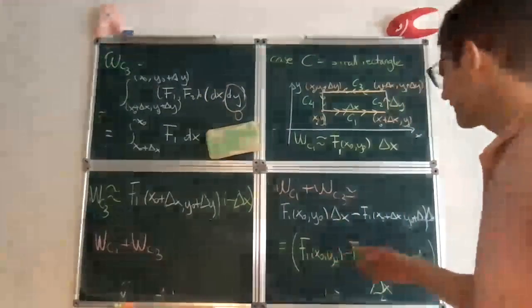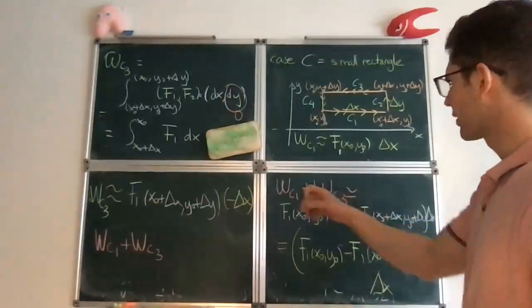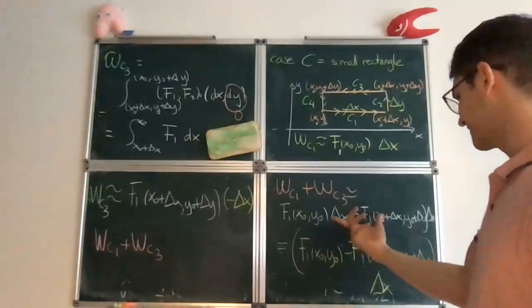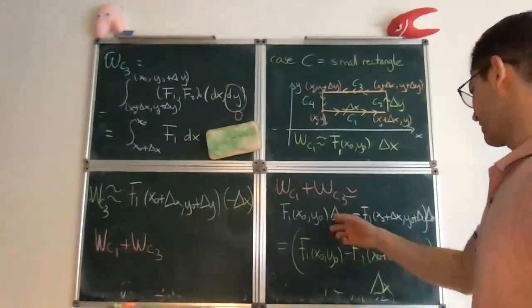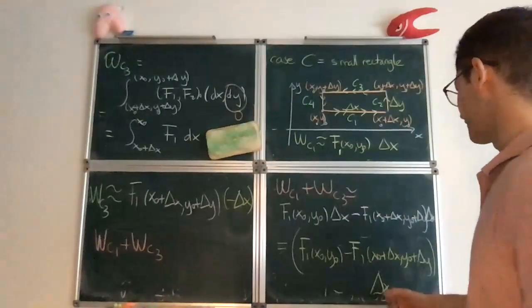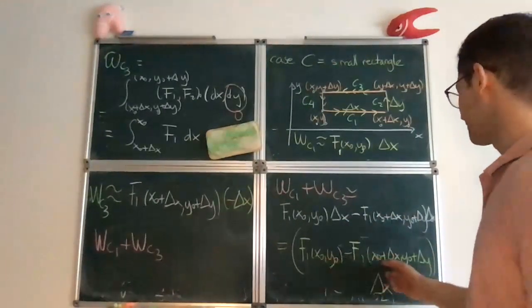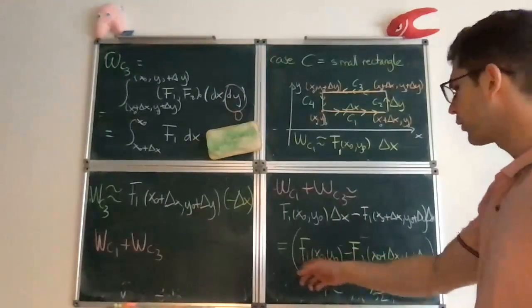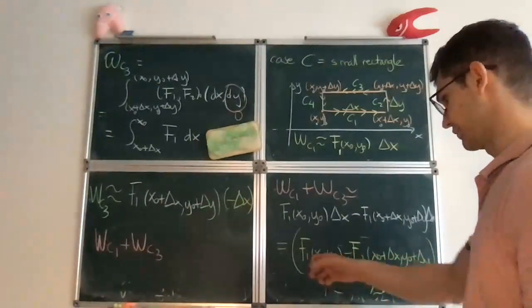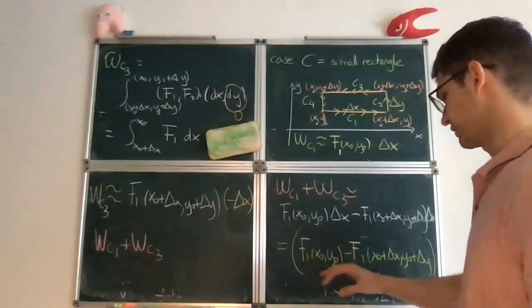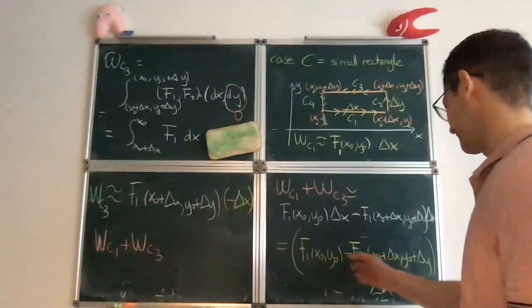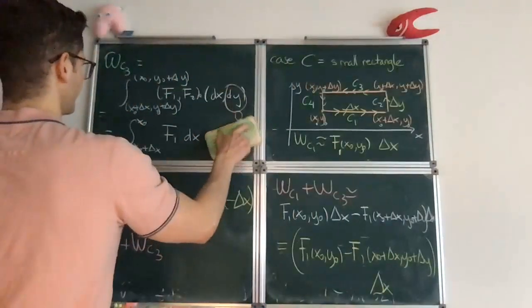As I was saying, the work along the first curve and the third curve can be approximated by this difference, which, since both have delta x, I just factorized it. Then we just have to understand the difference between the function. Again, F1 is the first component of the vector field, so we have to understand the difference between that component when evaluated at these two points. And for that, I'll do Taylor's theorem.